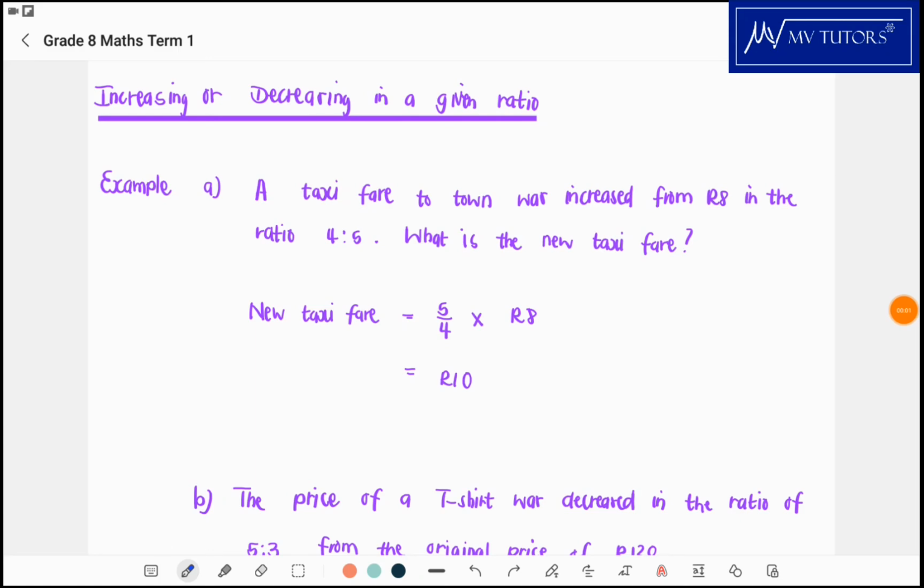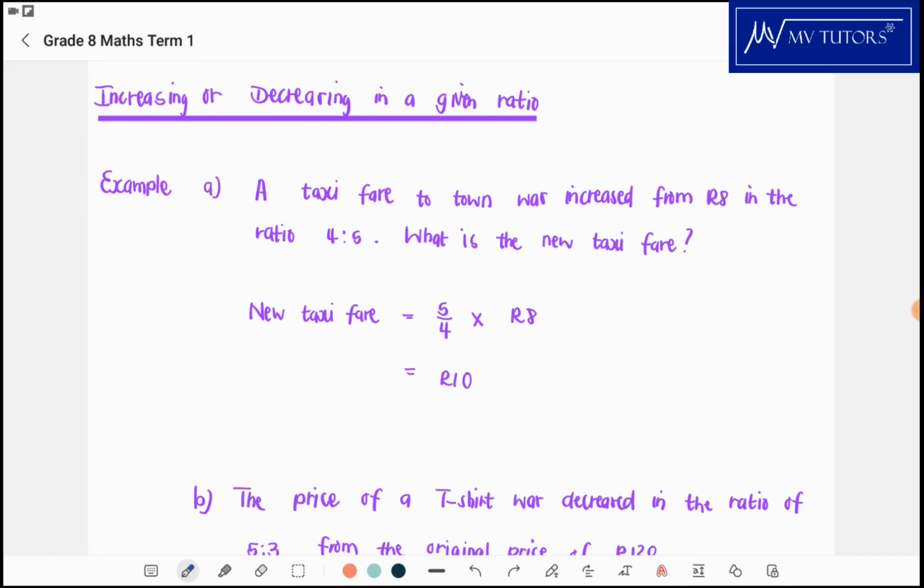All right, we're going to look at other examples, such as how you deal with increasing or decreasing in a given ratio. The previous examples were just showing us how to divide a total amount of something in a given ratio. But now, how do you deal when you are given a certain number and they ask you to increase it in a certain ratio?